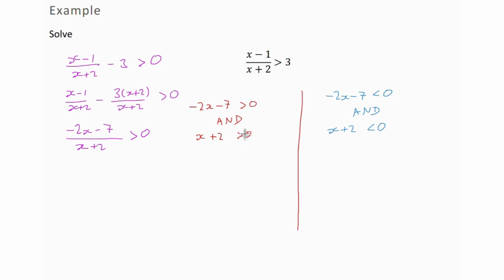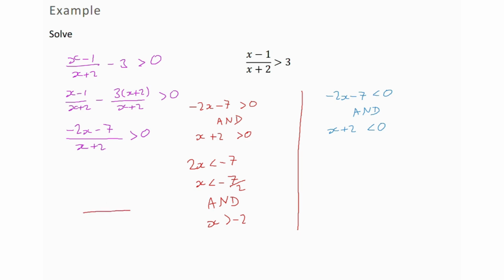Solving these inequalities, on this first one, adding the 2x to both sides, I get 2x is less than minus 7, so x is less than minus 7 over 2. Sorry, it's not minus 7, that's minus 7 over 2. And for the second, x plus 2 is greater than 0. So x is less than minus 7 over 2, and x is greater than minus 2.